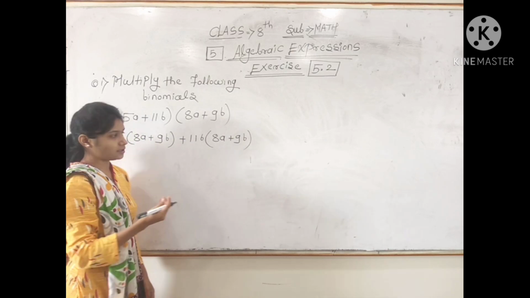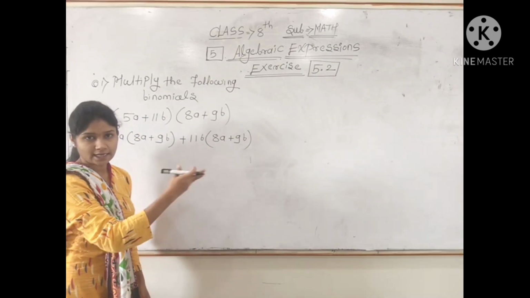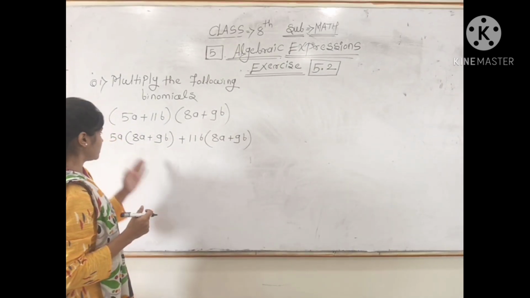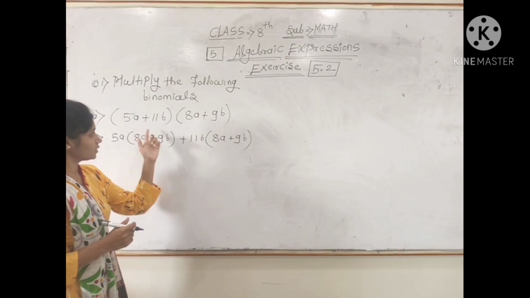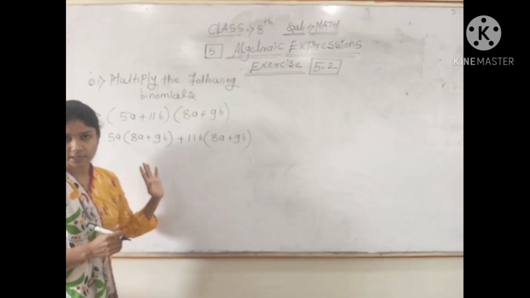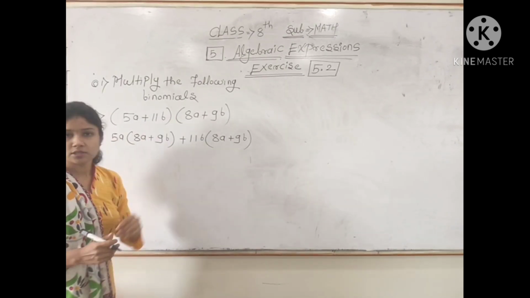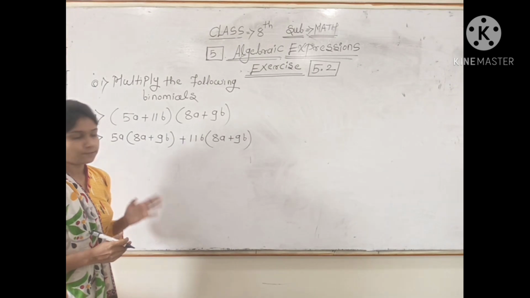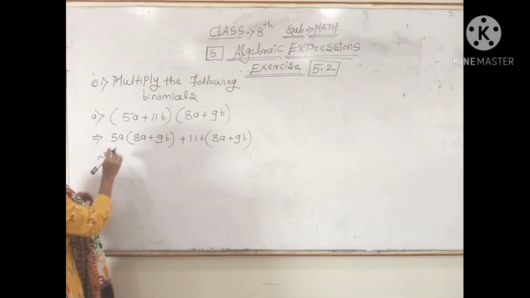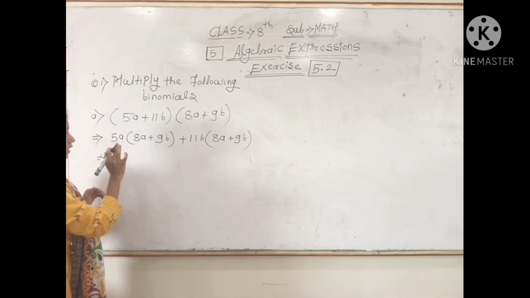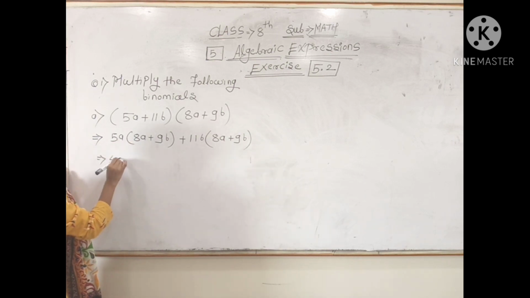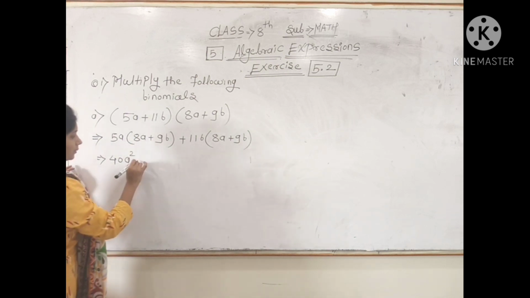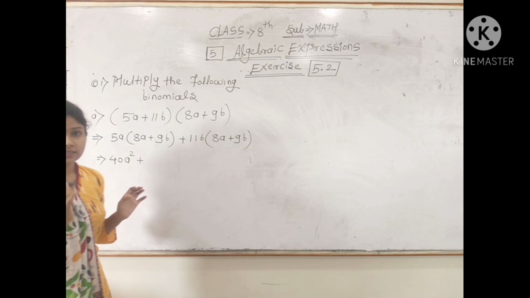Don't write the steps directly. 5a is multiplied by this bracket, then 11b is multiplied by this bracket, because directly it is not possible. You have to solve their multiplication. So it is equal to 5a multiplied by 8a first. 8 fives are 40, and a multiplied by a is a square, plus.